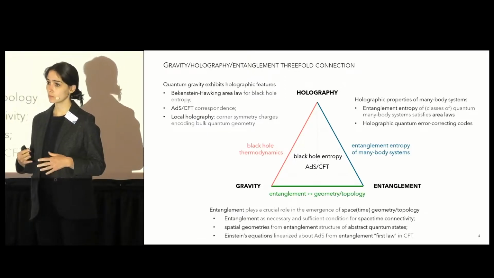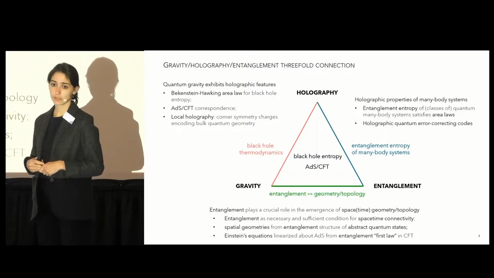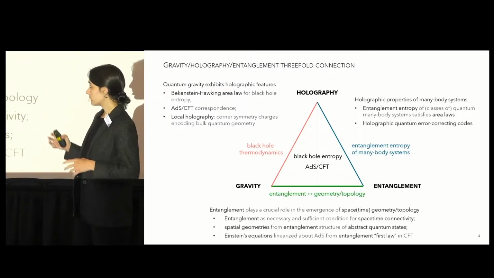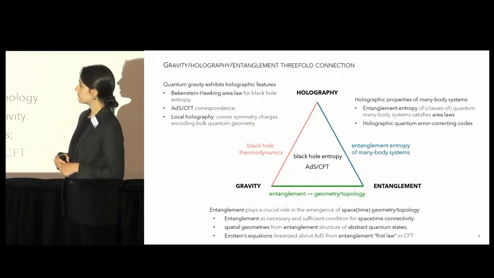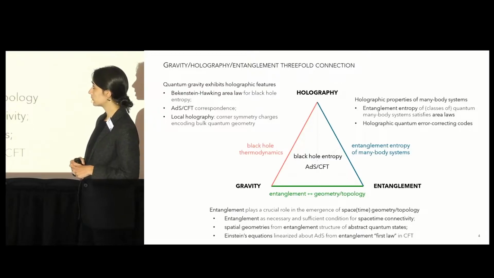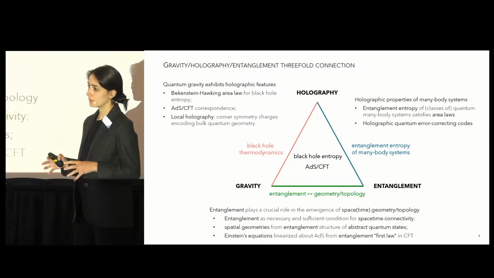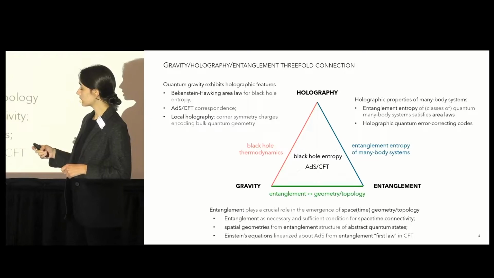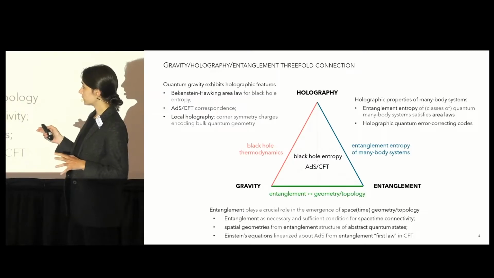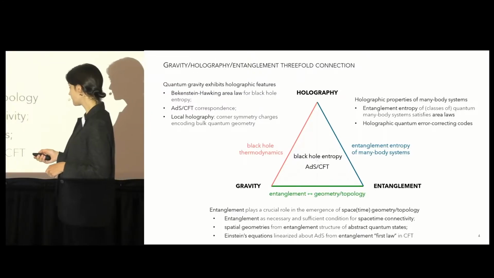The holographic principle was first formulated following the discovery of the Bekenstein-Hawking area law for black hole entropy. And then one of the main examples of holography in quantum gravity is the anti-de Sitter conformal field theory correspondence, which is a duality between the gravitational physics of a space-time with anti-de Sitter boundary conditions and a conformal field theory living on the boundary. So in general, gravity exhibits a holographic behavior in several contexts.